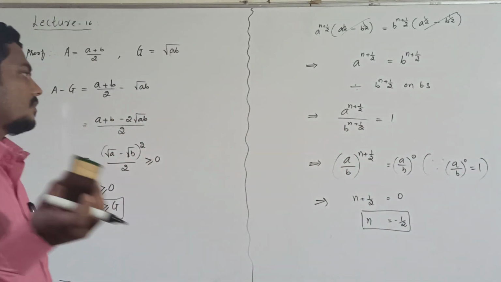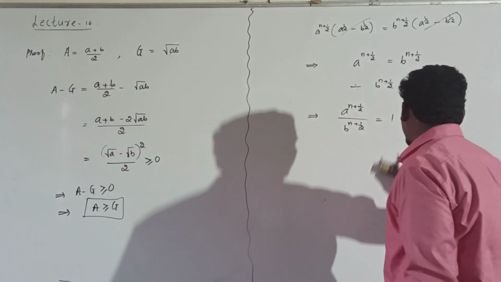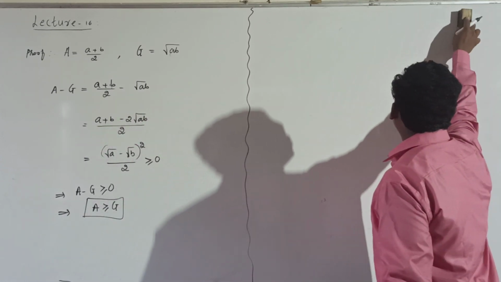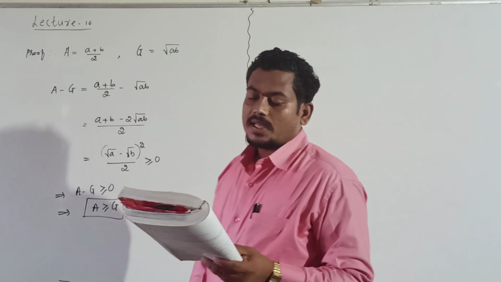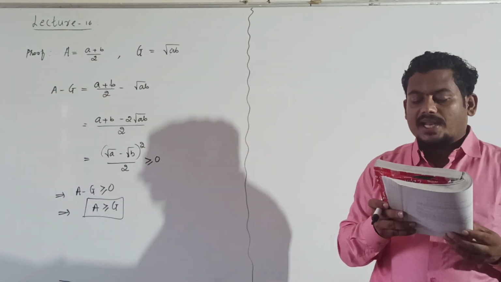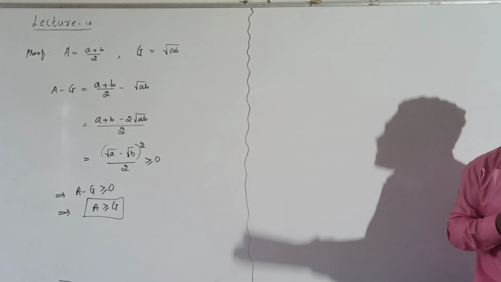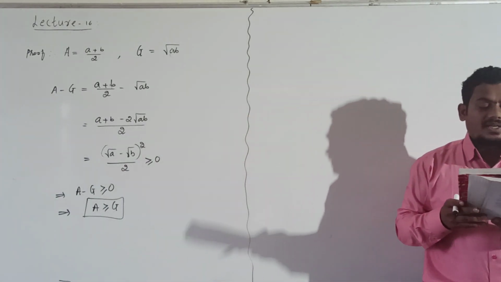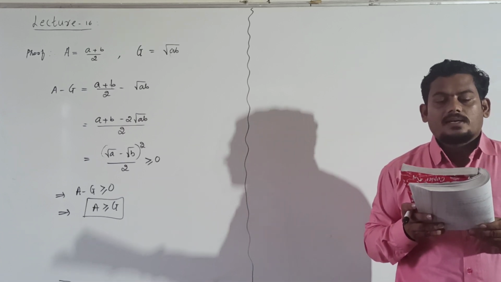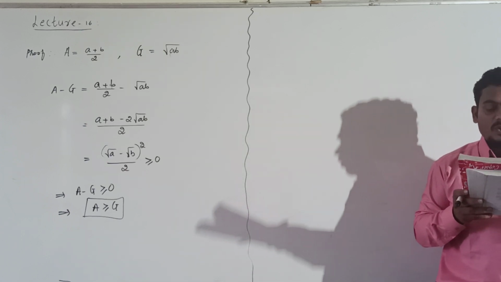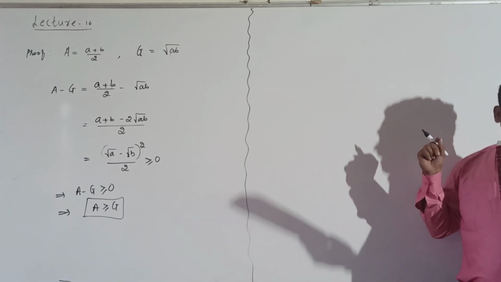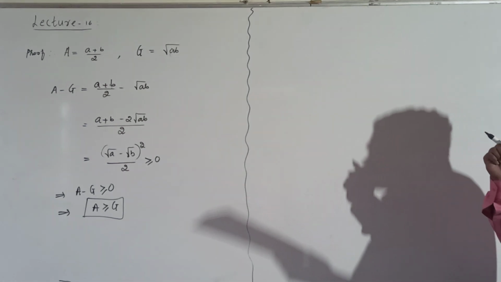Next problem. If AM and GM of two positive numbers small a and small b are 10 and 8 respectively, find the numbers.